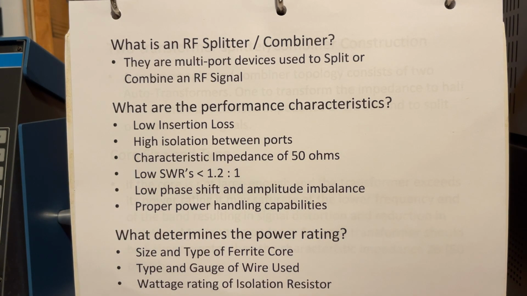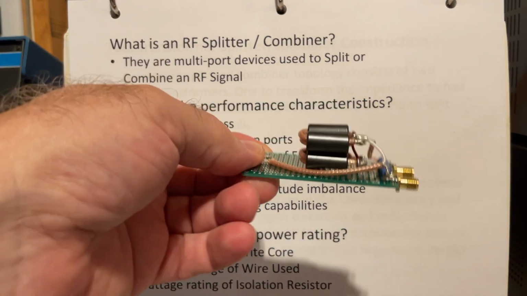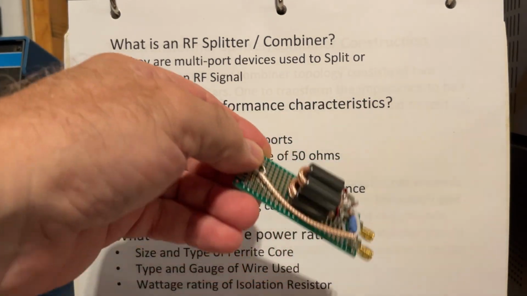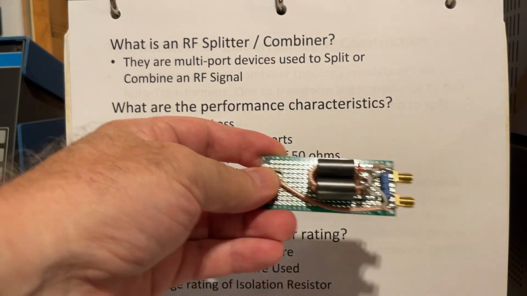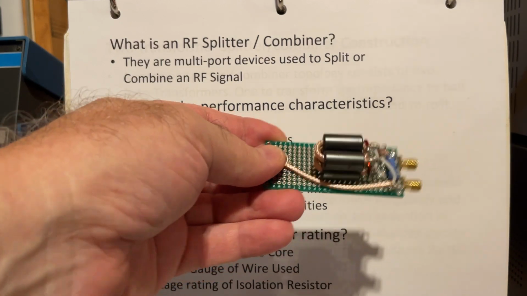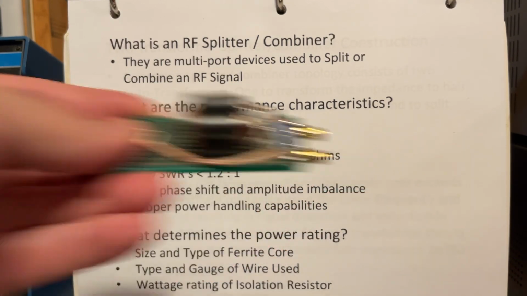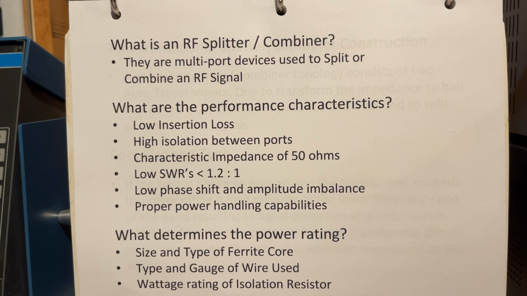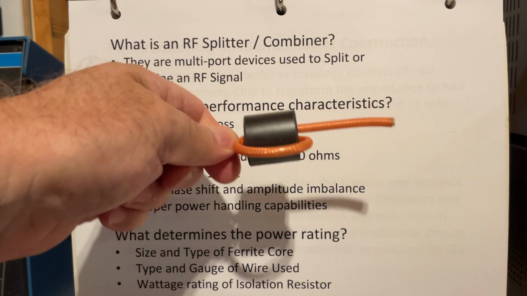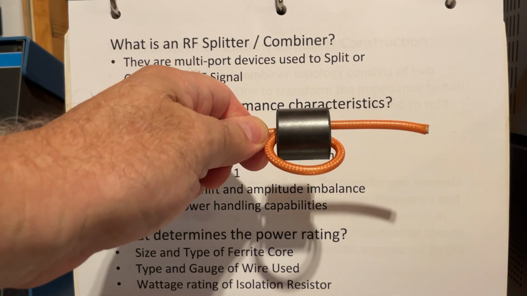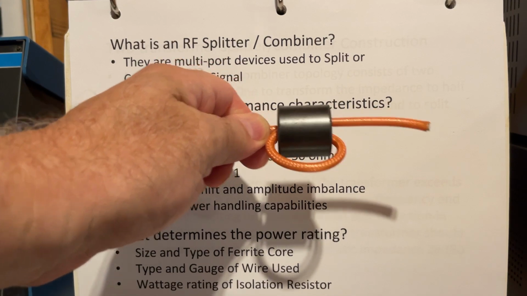And we want to have the proper power handling capabilities. So what determines the power rating? You could see in this size here, I'm using relatively small ferrite cores and RG316 coax. So power rating on this is limited to about 50 to 100 watts. If we want to have a higher power rating, then we would basically use a larger core with heavier coax. And that's what you saw in the diagram a few minutes ago.